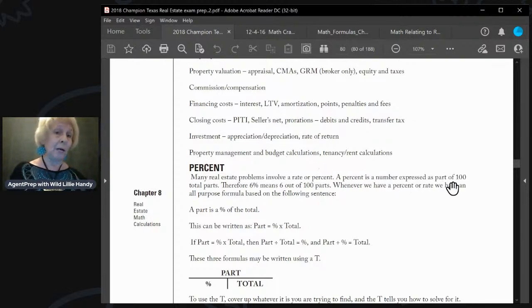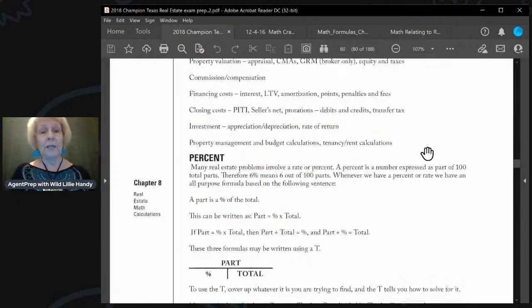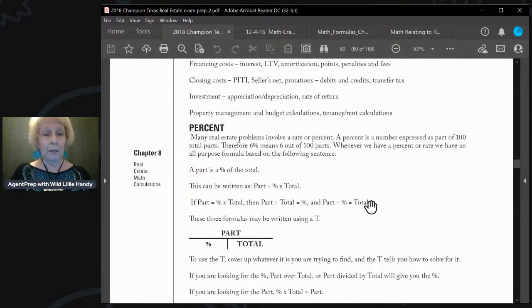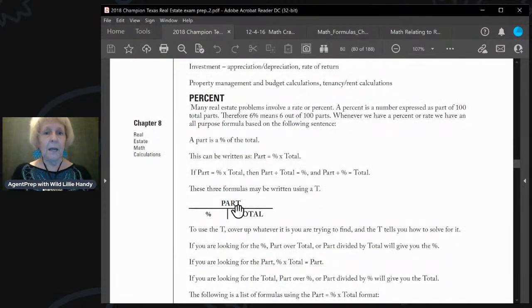So let's say later on you decide you want to be a property manager. Well, you need to know how to do a lot of these calculations. A lot of these are done with the following formula: part divided by percentage times total. This is an extremely important formula, okay? So the part can be divided by percentage, or the part can be divided by the total.